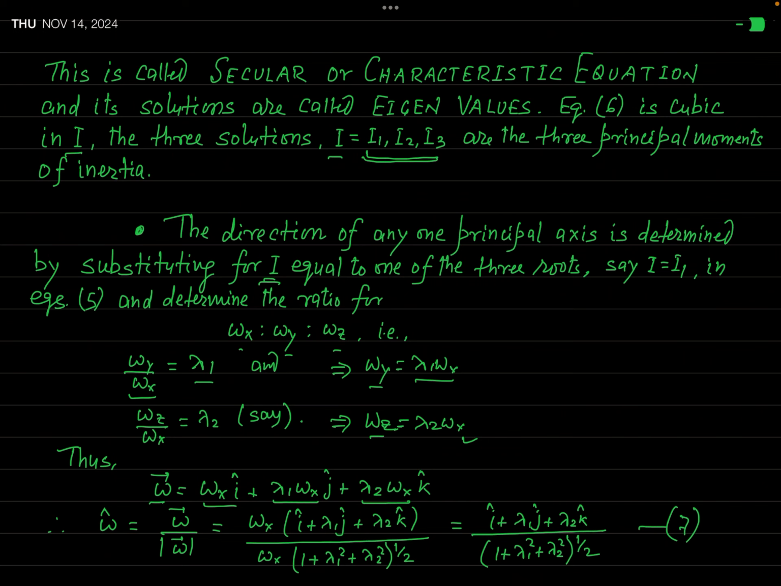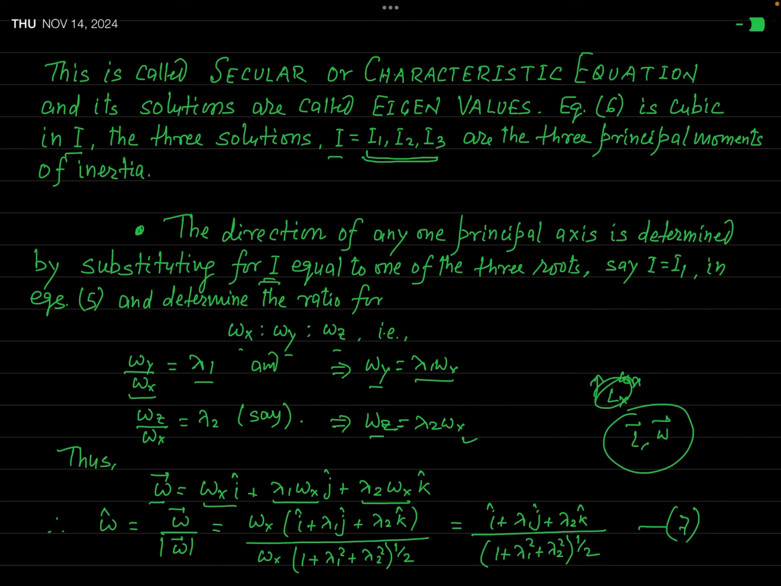Okay? Now you know, as our first principal axis is directed in the direction of Lx, it is directed in the direction of omega x. Okay? So, since it is arbitrary, you can say that it is directed in the direction of vector L or vector omega.